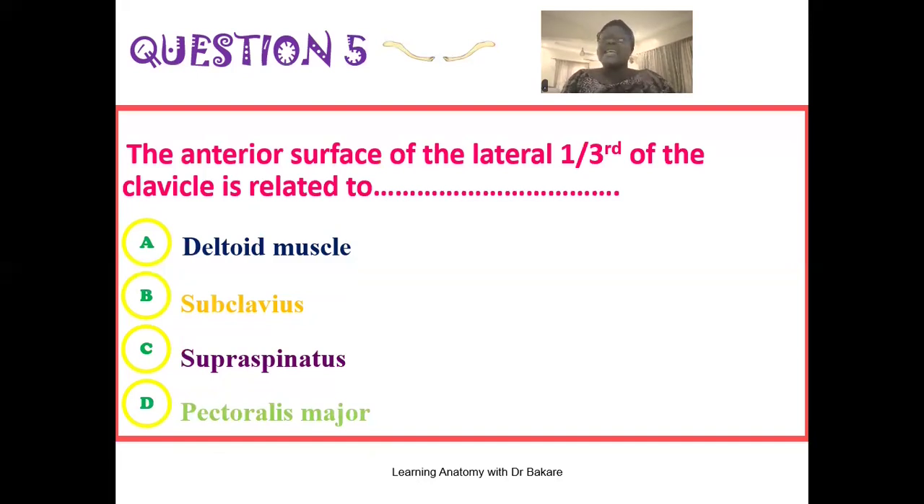The correct answer here as it relates to the anterior surface of the lateral one-third of the clavicle is the deltoid muscle. We know that the deltoid muscle is seen to form the contour around the shoulder region. And this is what is related to the anterior surface of the lateral one-third of the clavicle. Remember, we stated in our previous slide that the anterior surface of the medial two-third is related to the pectoralis major muscle. And it is important that we know the specific muscles that are related to specific regions.